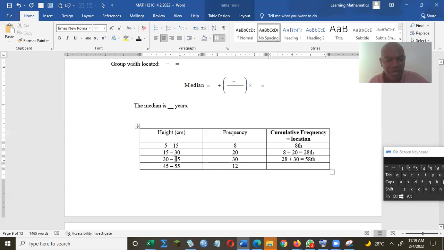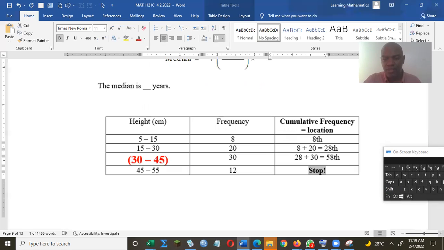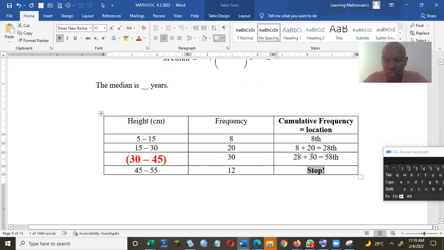So therefore, the 35th must be in that interval. So this is what you call the median interval. Okay, this is the median interval. Because the 35th position is in this interval. And it is the 35th position we are looking for. So therefore now we stop. As soon as you locate your position, you stop. So what you need to do now is to accumulate your frequency till you reach the position that you have calculated. Now we have found the median interval.